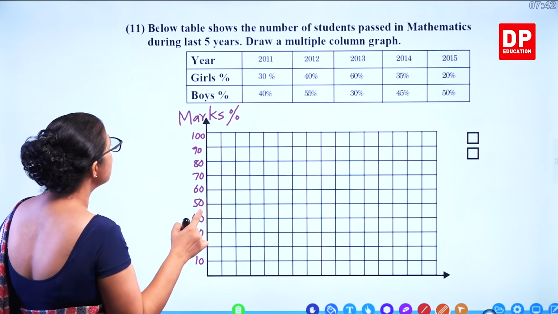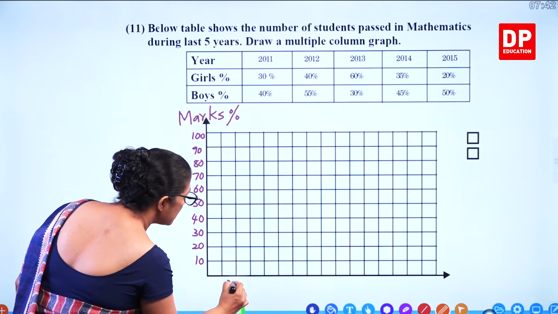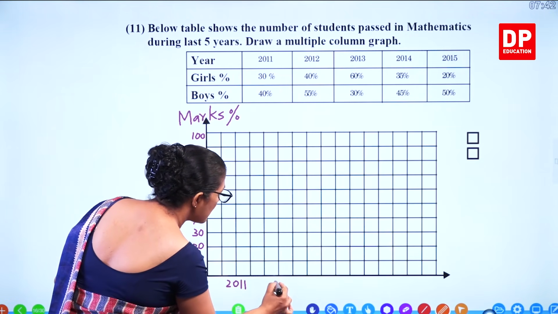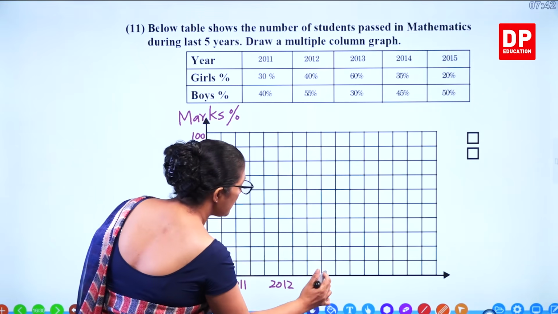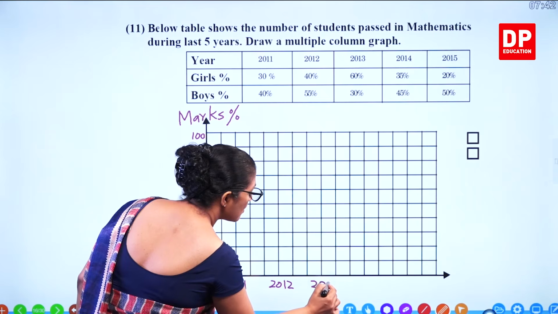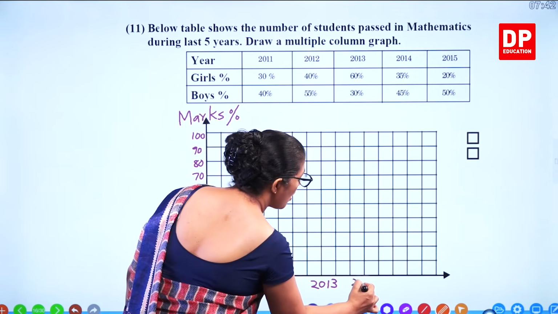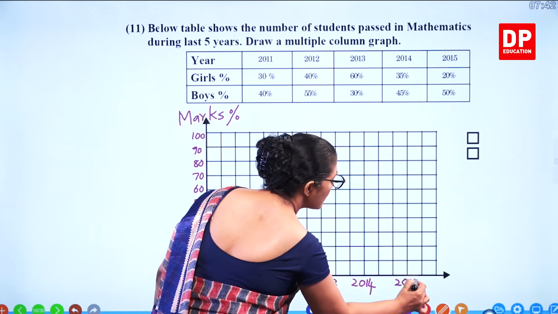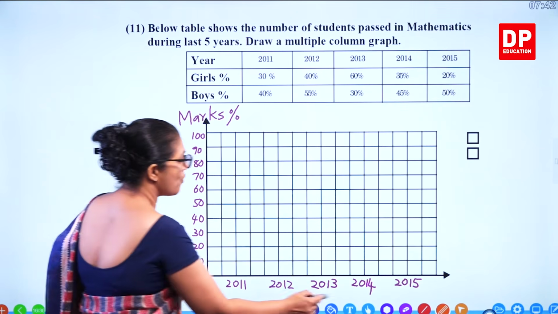We need 2 bars each. 2 bars, that's 2011. Then leave a space. This is 2012. Leave a space here. 2013. And this is 2014 and this is 2015. Now we can draw the bars.